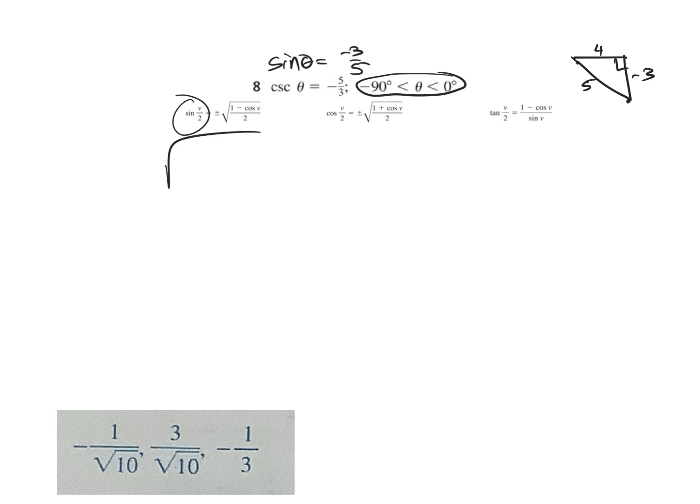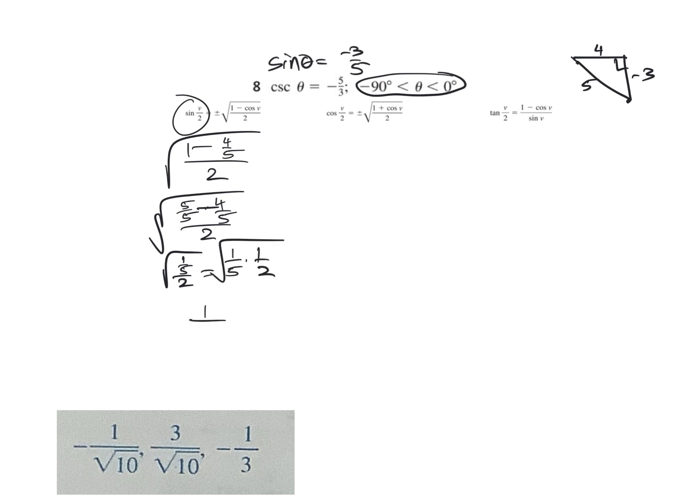So we have the square root of 1 minus the cosine. Cosine is 4/5, over 2. So 5/5 minus 4/5, all over 2. This is under the radical. So that's 1/5 over 2, which is 1/5 times 1/2, which is 1 over the square root of 10.